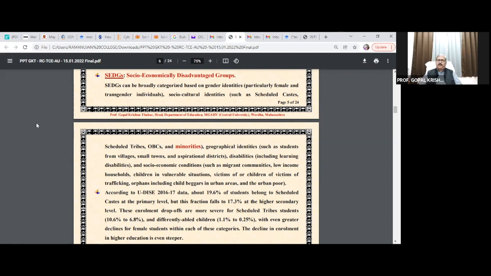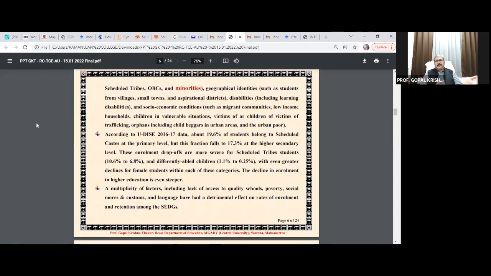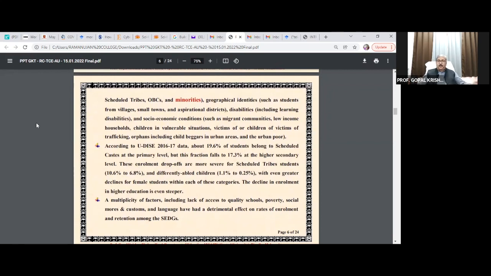There are people from scheduled castes, people from scheduled tribes, other backward classes, and so on. Now, these different categories have been clubbed together in order to frame any policy and implement it as a socio-economically disadvantaged group. This national education policy document suggests that it is broadly categorized based on gender identities that include female and transgender individuals.